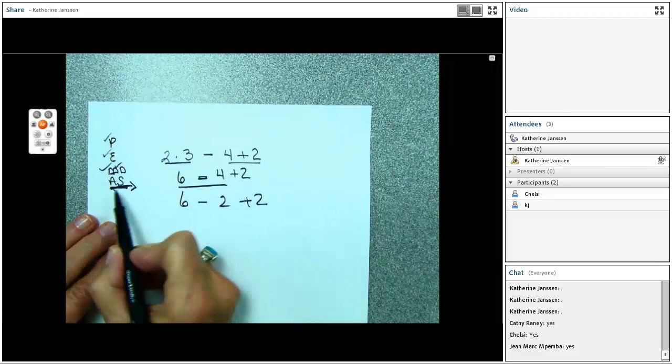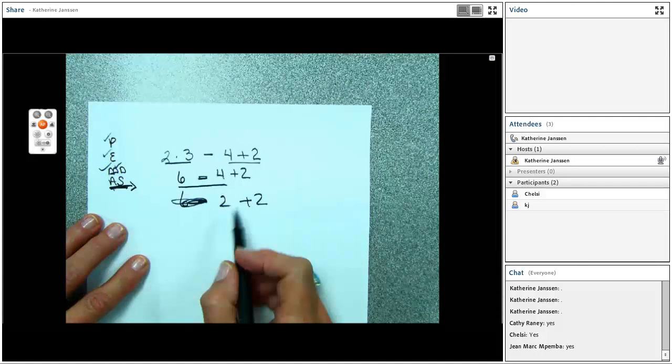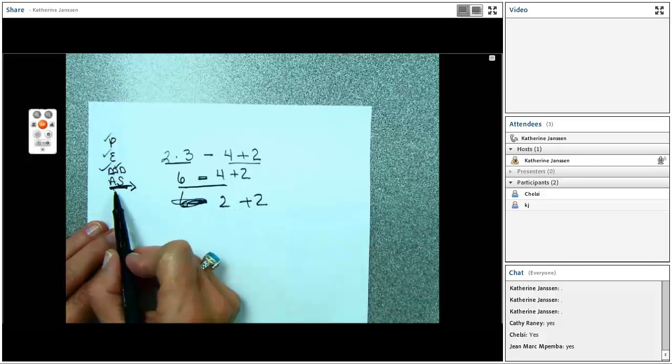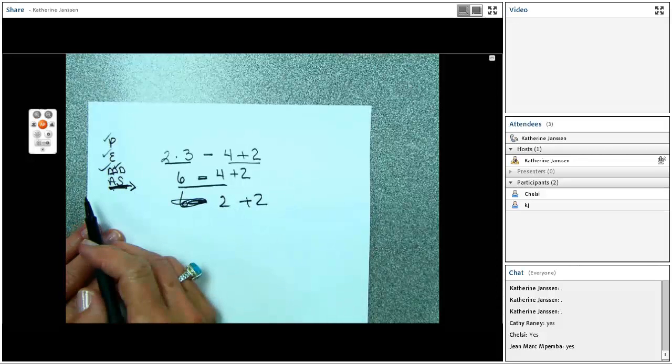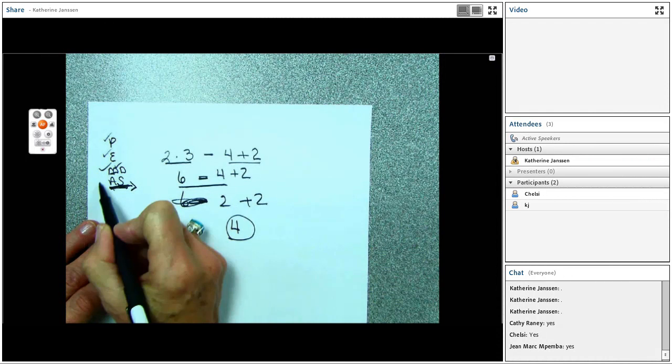Now what's left? Oh, there's still some subtraction. 6 subtract 4 is 2. What's left now? Oh, there's some addition from left to right. 2 plus 2 is 4. And I'm done.